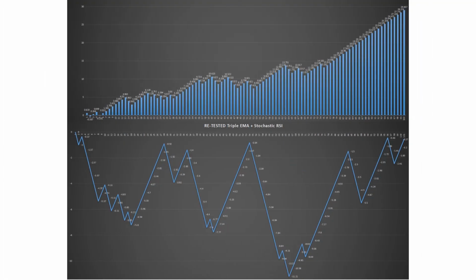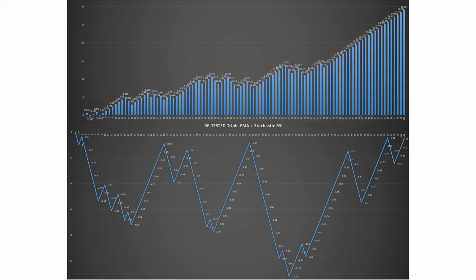Now if we take a look at our best performing strategy, which we tested 100 times earlier, and the retested one, you can see that from the start we started going down, then basically just going up and down until the end, closing at around the break-even level.